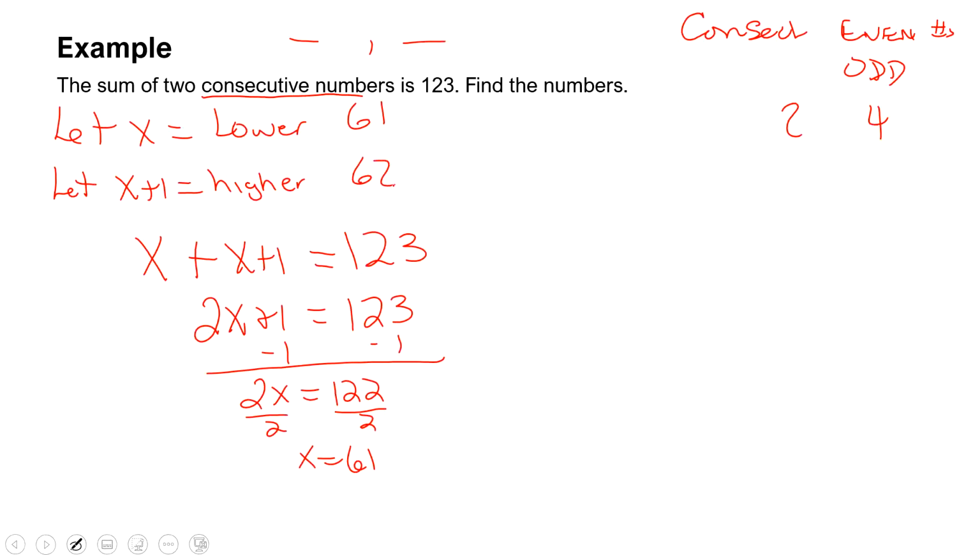So our answer statement: the numbers are 61 and 62. Sorry for the confusion on the even and odd. Just remember, when it's even or odd consecutive numbers, we're adding 2 rather than 1 to the second number. But x is always going to be your lowest number. All right, so here's, again, 4 problems for you to try.